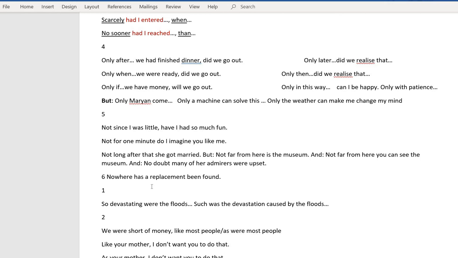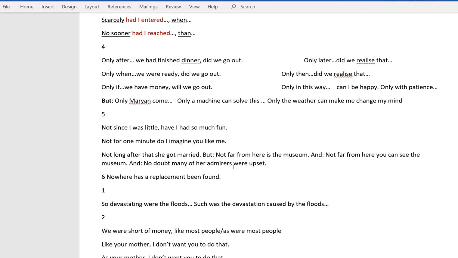Well, also I wanted to show here that we use the present perfect, right? Not since I was little have I had so much fun. Not for 1 minute do I imagine you like me. This is another phrase, right? This wasn't there. Not for 1 minute. Not long after she got married. What happened, right? Not long after that she got married. So in some cases I don't use inversion, right? No, not far from here is the museum, but not far from here you can see the museum. So here there is inversion and here there isn't.